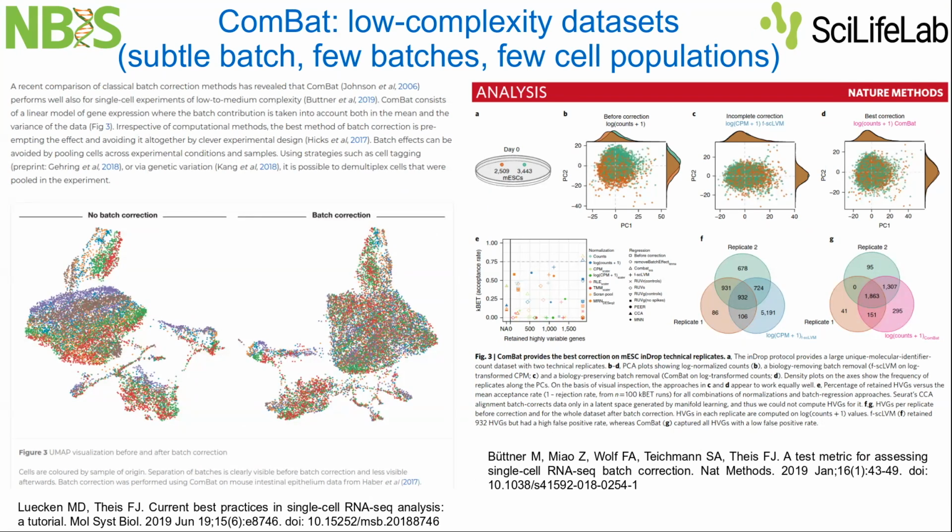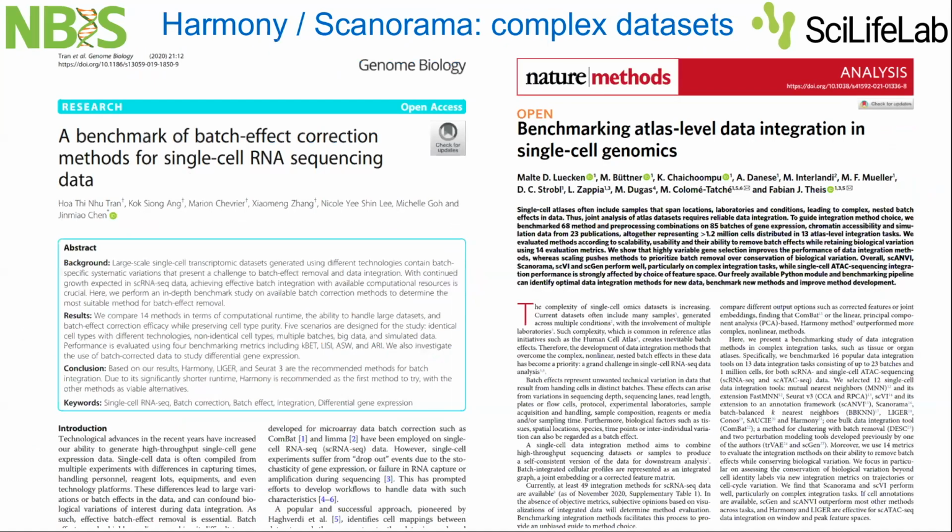The first series of papers from Fabian Theis, for example, a big name in single cell, claimed that you don't need to go beyond ComBat, that simply regressing out your batch is fine. It's good enough. It's not outperformed by anything else, including MNN or CCA. So ComBat is just fine.